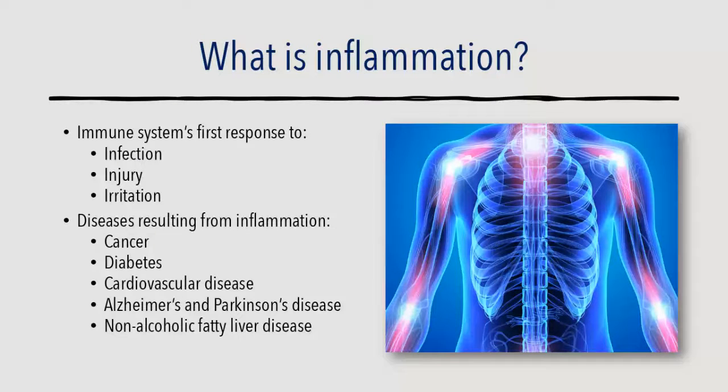All right, so what is inflammation? Essentially, it's our immune system's first response to infection, injury, or irritation. So it's really the body reacting to everything coming in and responding to that. The diseases that usually result from inflammation, there's a lot of them, but a few that I decided to pick out are cancer, diabetes, cardiovascular disease, Alzheimer's and Parkinson's disease, and non-alcoholic fatty liver disease. As I said, there are many others, but these are some of the main diseases that can result.